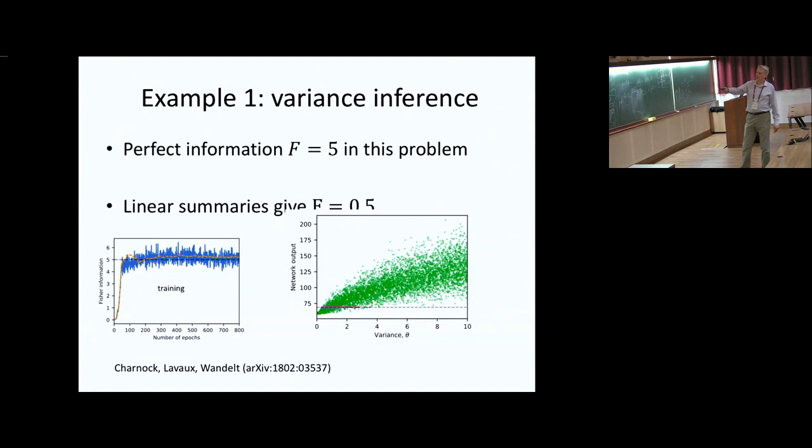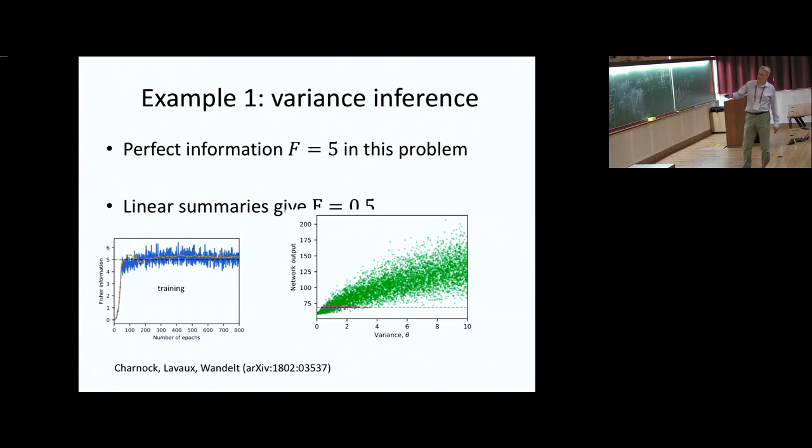Any linear summary, any linear combination of those numbers, would always lose a lot of information. If you make one number out of the 10 numbers, you only have 1/10 of the information left. The full information about the variance in this problem you can calculate, it's 5. So any linear summary can give you at most 1/10 of that.